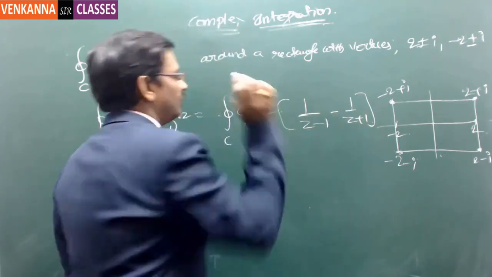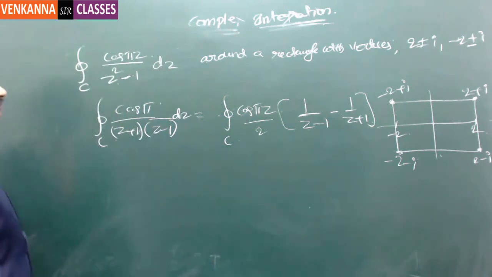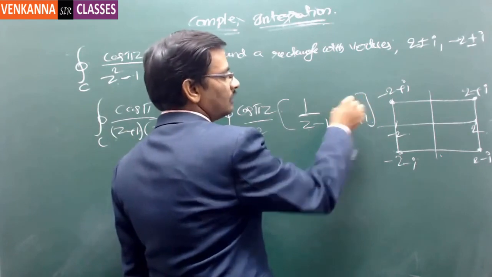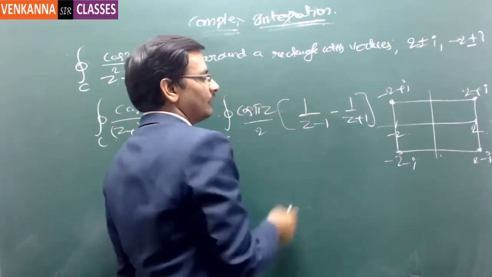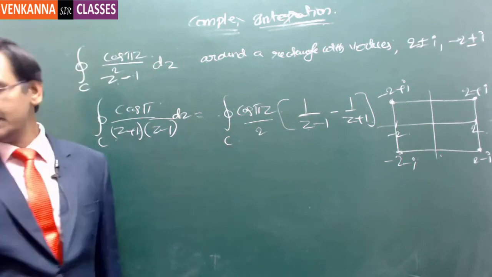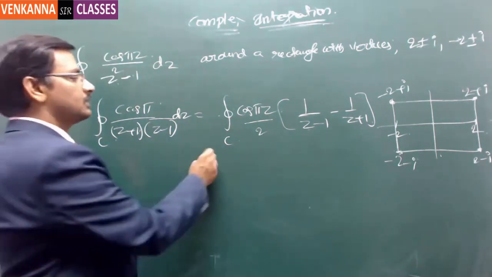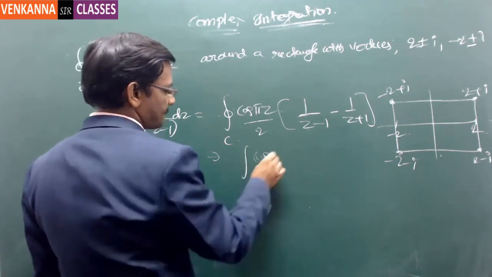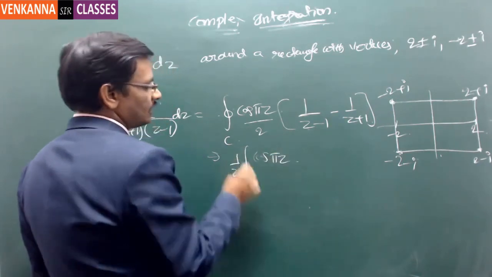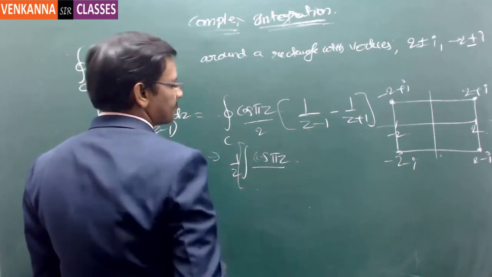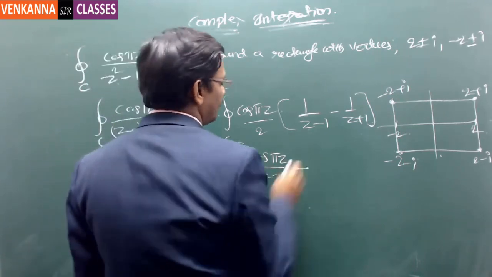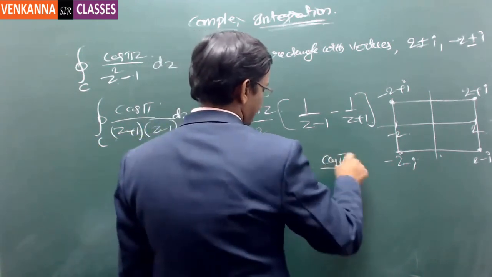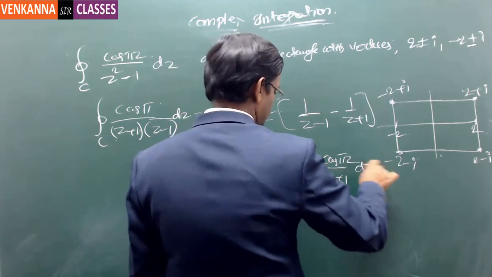You need to divide with 2. So this is z plus 1 minus of z minus 1. So z will cancel, 2 will be left over. If you divide with 2, it will be balanced. Here, this is cos pi z, 1 by 2 times of 1 by z minus 1 minus 1 by z plus 1, cos pi z dz.